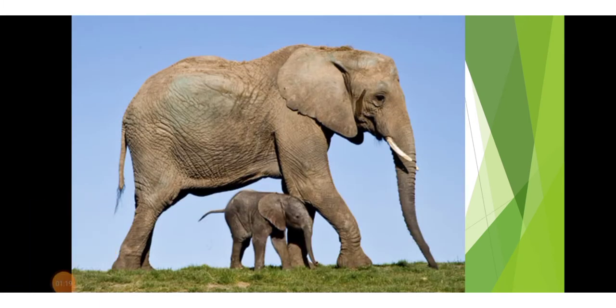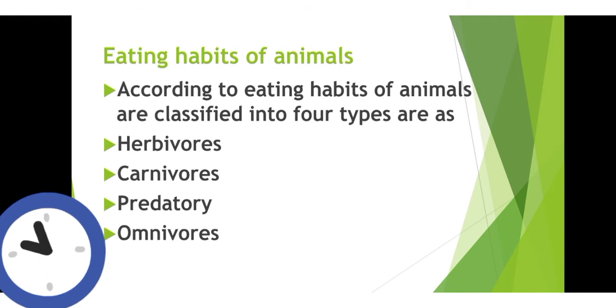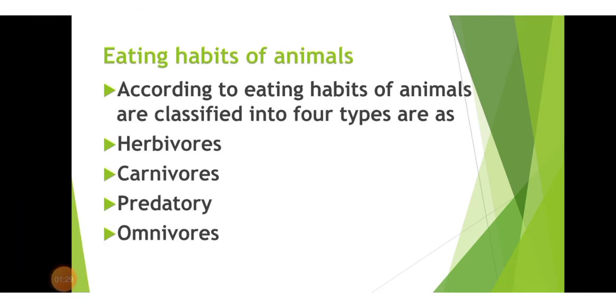Now you know that some living things can make their own food. As we know all these things, let us learn about the eating habits of animals. According to their eating habits, animals are classified into four main types, as follows.